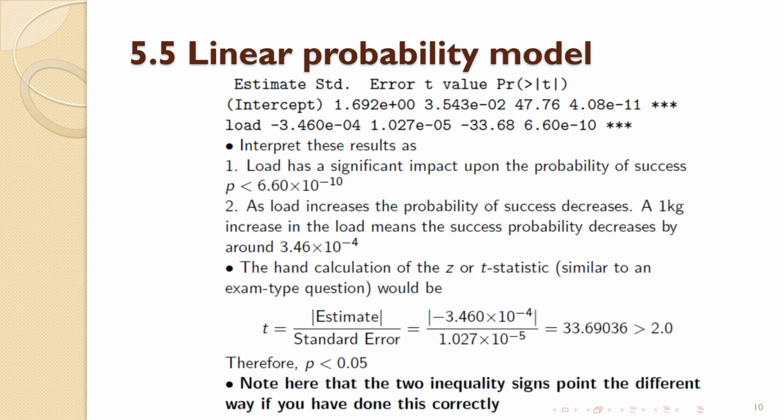Now, I've given an example of a calculation of a t-statistic similar to what you might see on an exam type question, but don't worry about this year. The main thing this year would be just being able to compute this in R. So verify here, if you do this hand calculation, actually what you've got is the inequality signs the other way around, as your cross-check that you haven't made a mistake in interpreting the p-values.